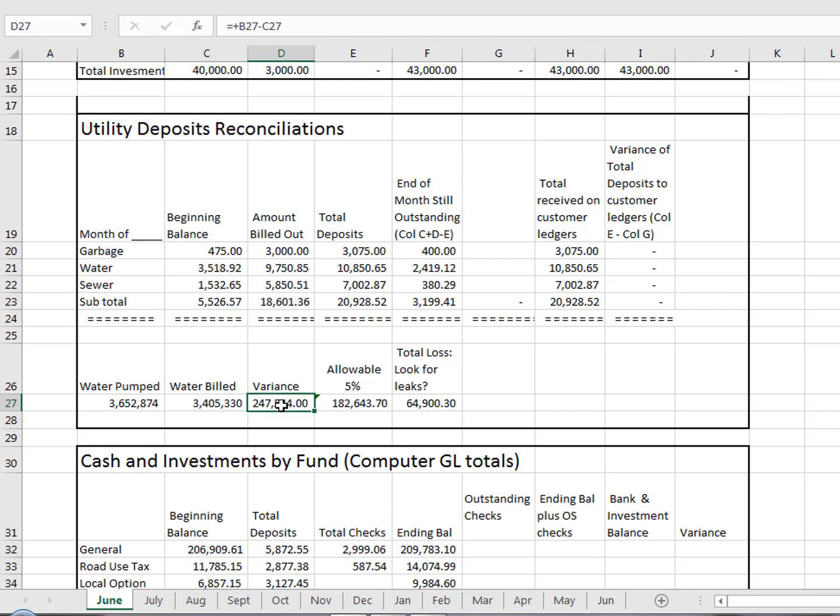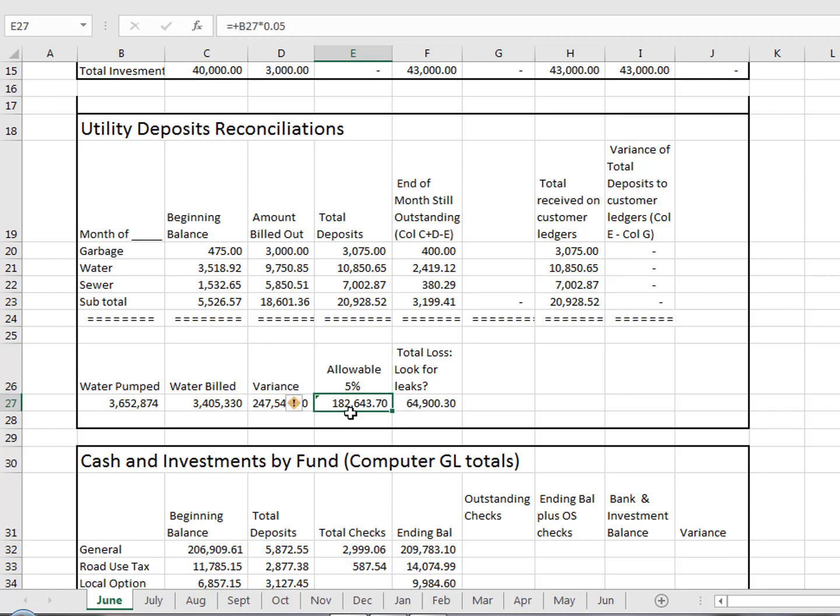Then you want to see what the variance is between the amount that was pumped and the water that was billed. Do you have an allowance? Is it a 5% allowance? In this case, that's what I picked. I've heard 5, I've heard 10. When you start getting up into the 20 or 25, I begin to think that there's going to be a problem there and we should be tightening down the water system a little bit.